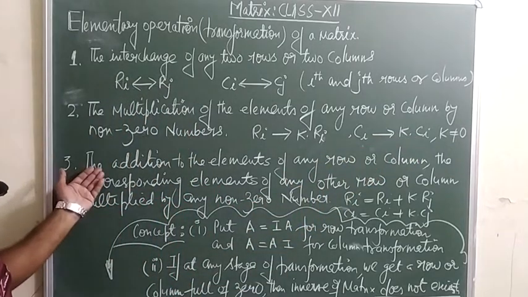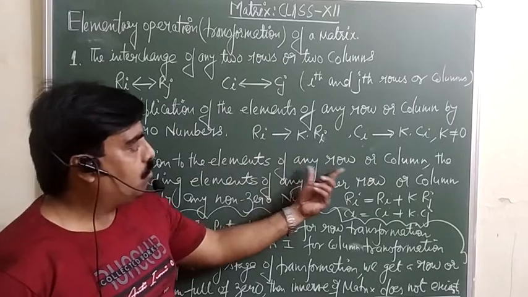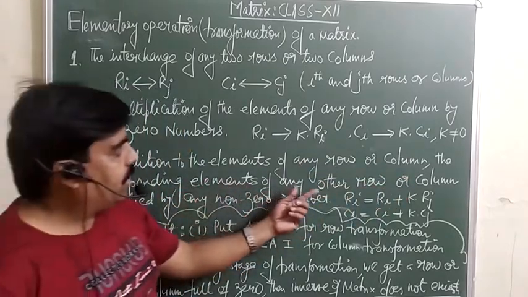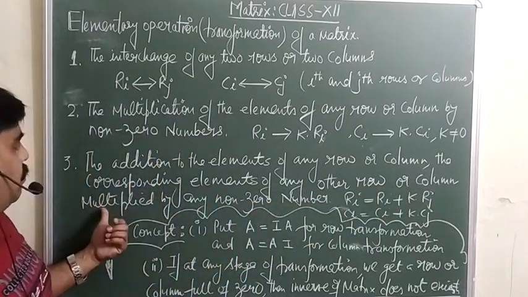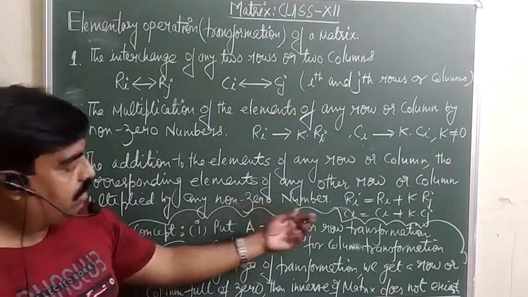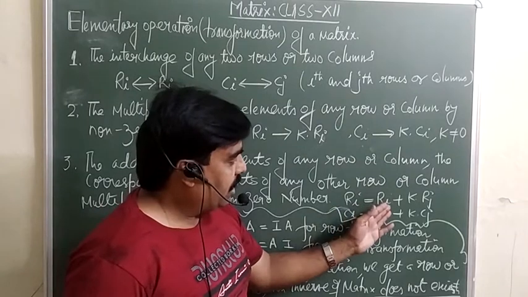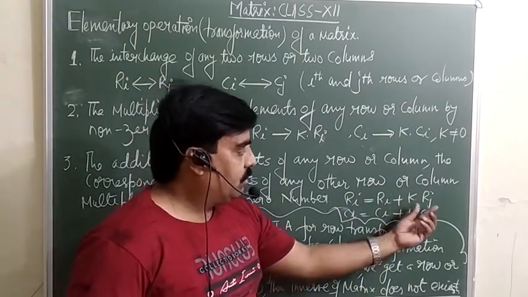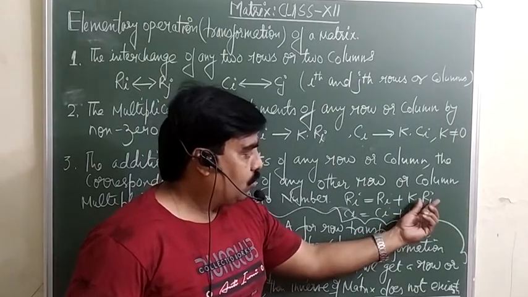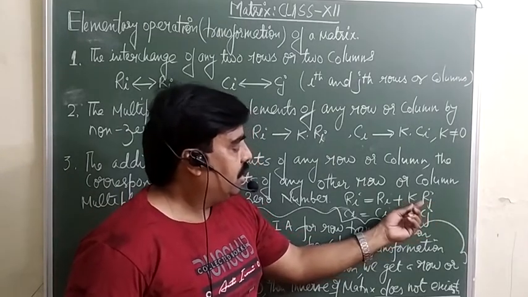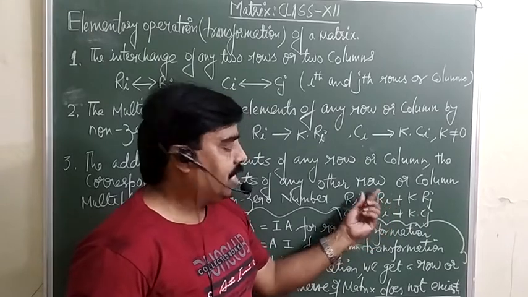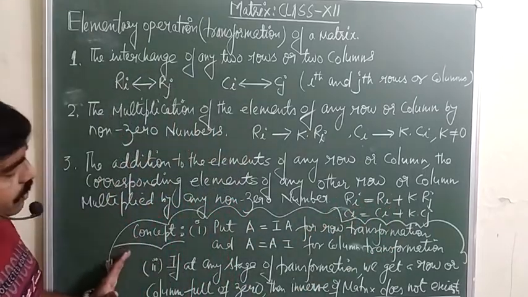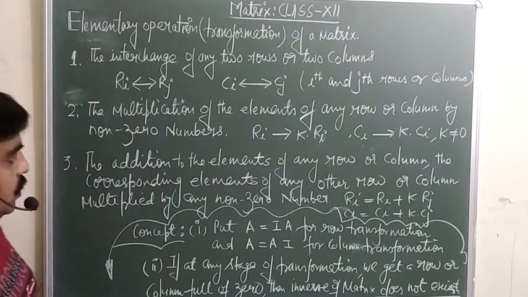The third is the addition to the elements of any row or column the corresponding elements of any other row or column multiplied by a non-zero number, like Ri = Ri + K Rj. To the ith row we are adding the jth row multiplied by this scalar quantity K, and the result goes in the ith row only. The same operation can be done for columns. The concept is the same for this transformation.